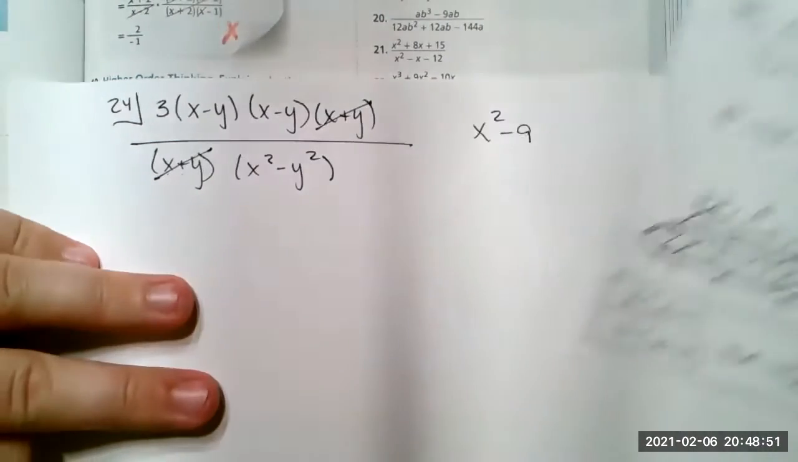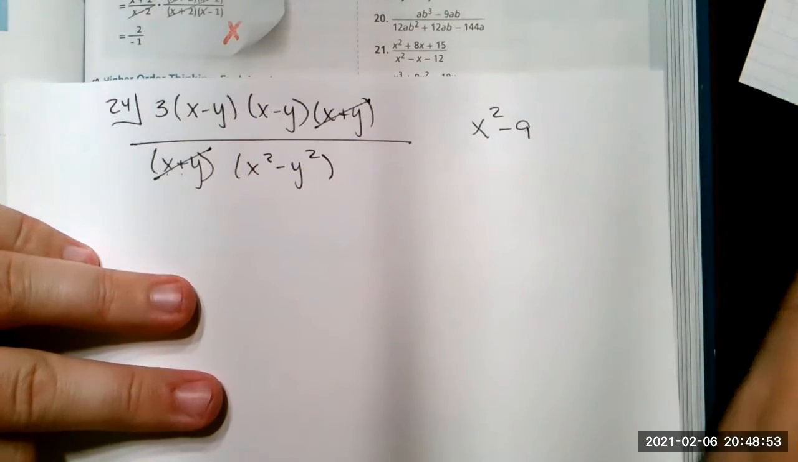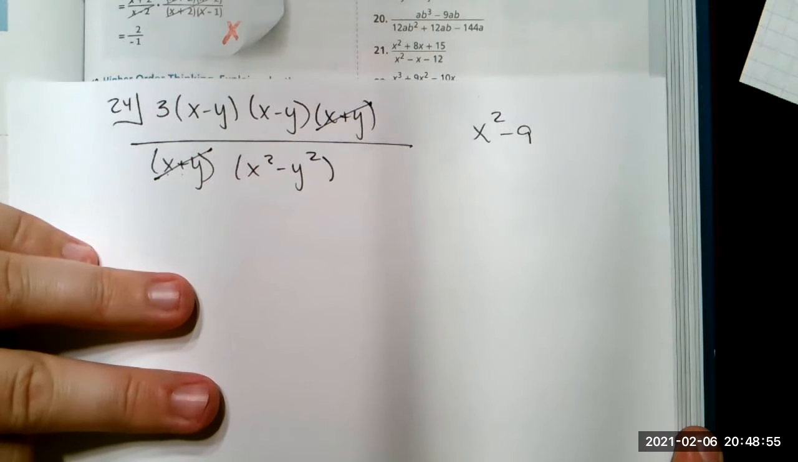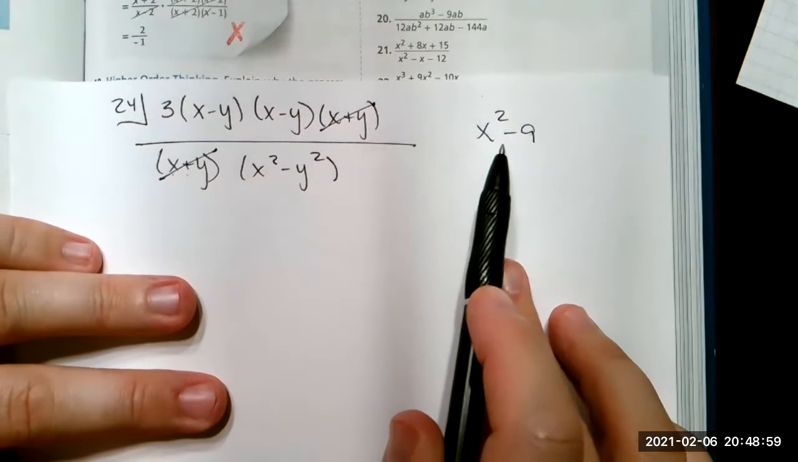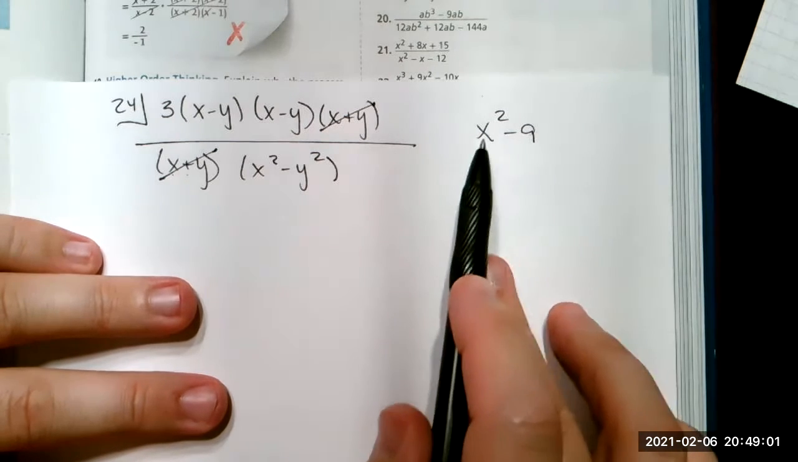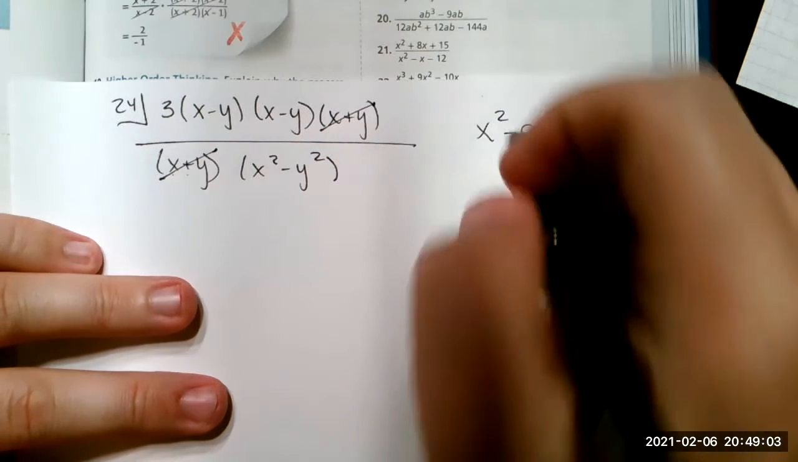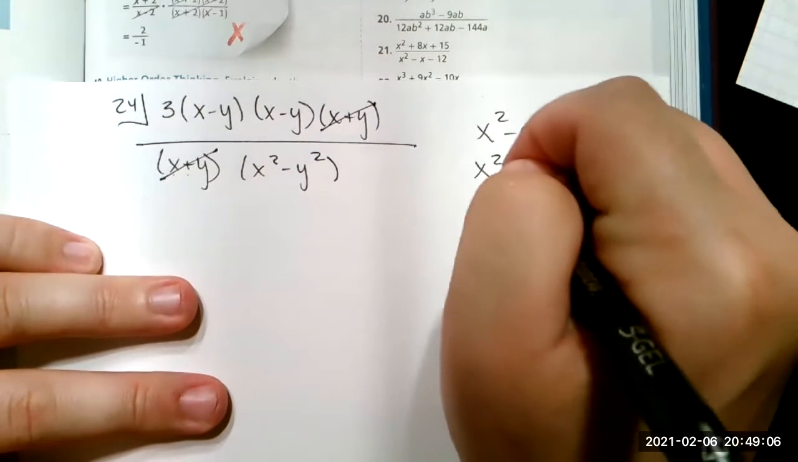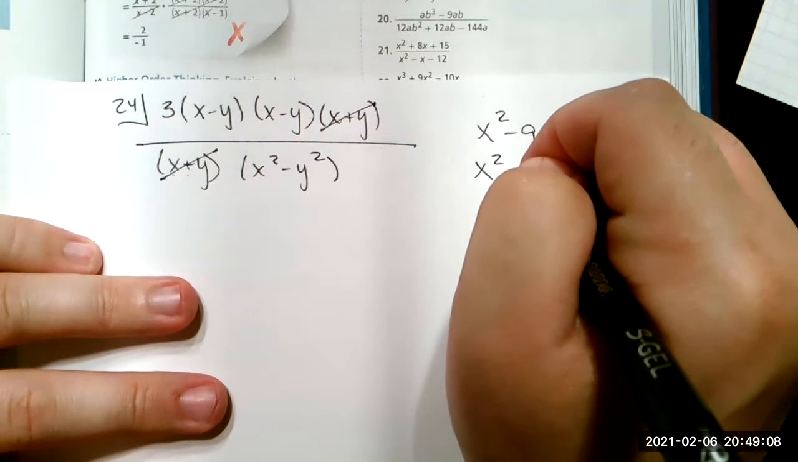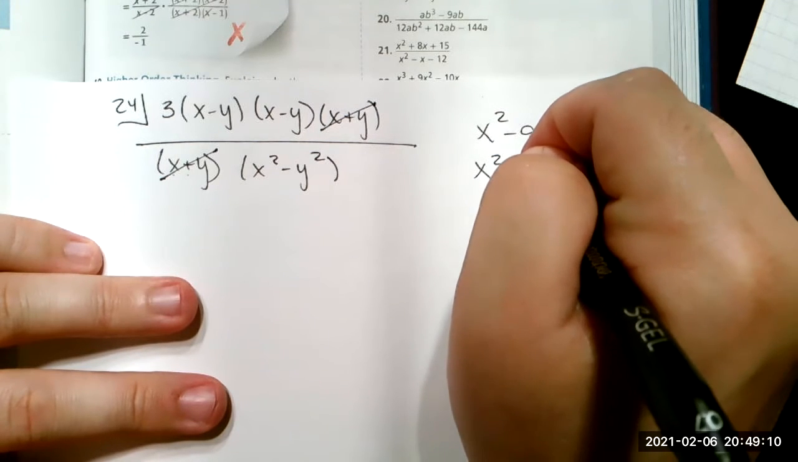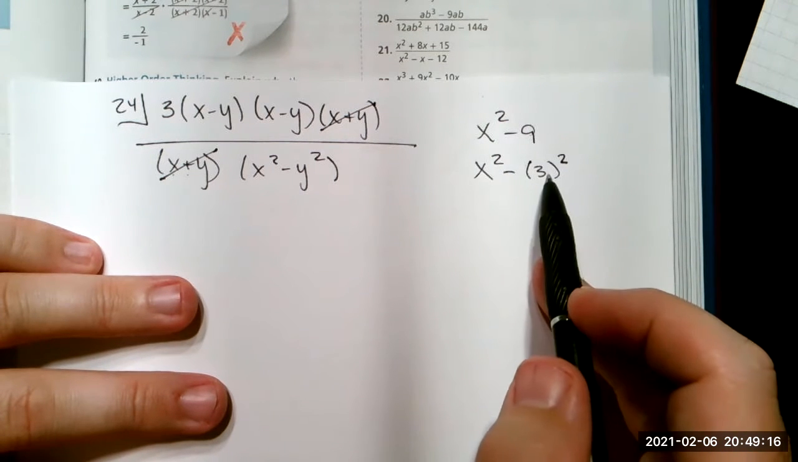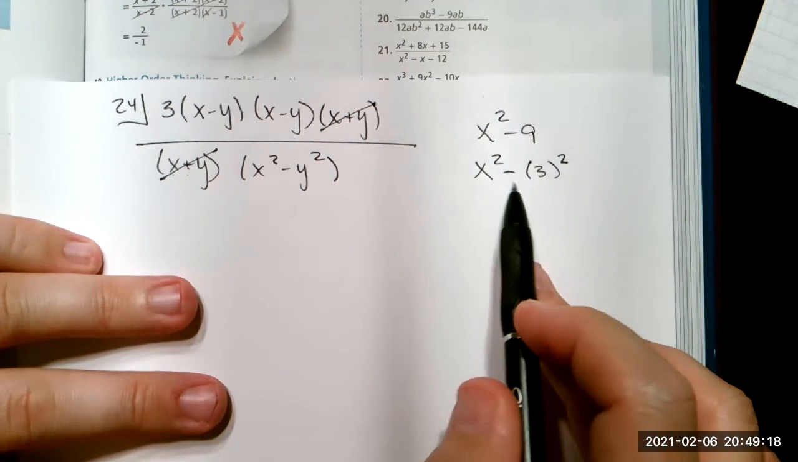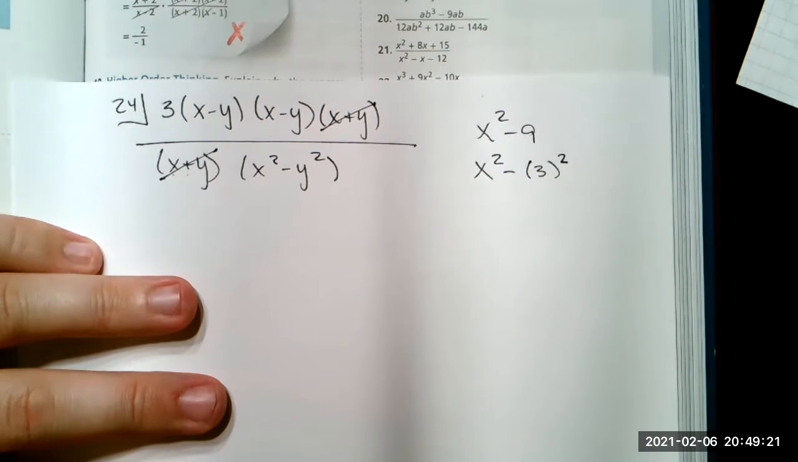So a couple different ways, and this is actually the same thing that's happening here. Really, it just looks a lot different. So let me show you. In this case, x squared minus 9, would you agree that that's the same thing as x squared minus 3 squared, right? 3 squared is just 9. X squared minus 9, x squared minus 3 squared, same exact thing.